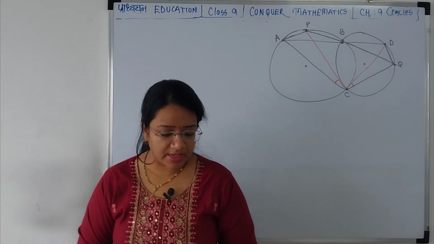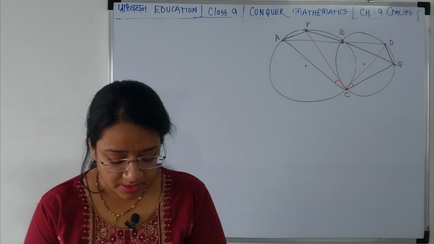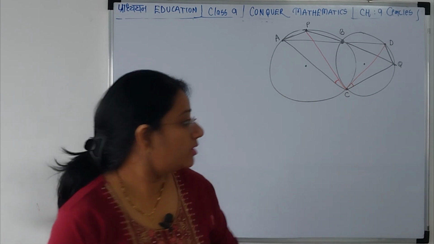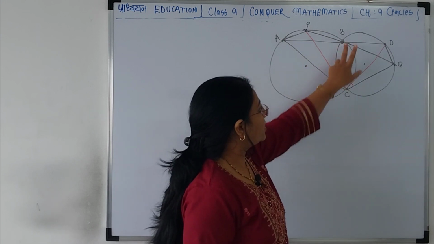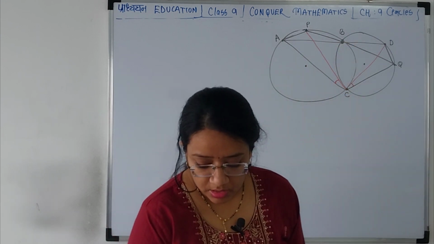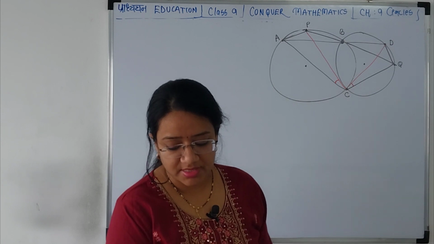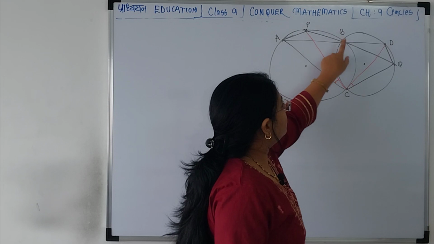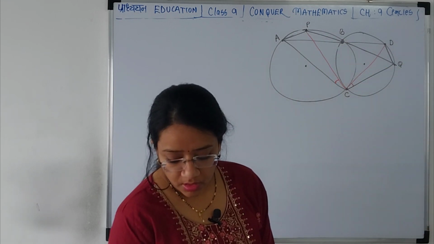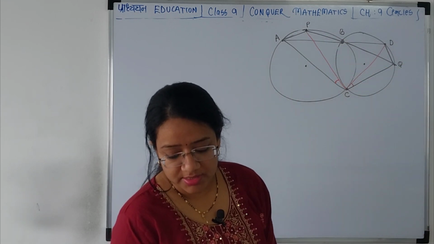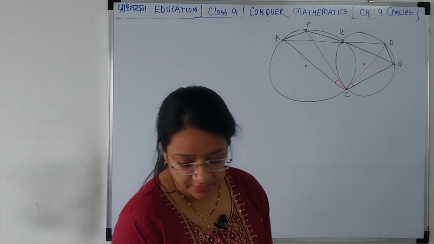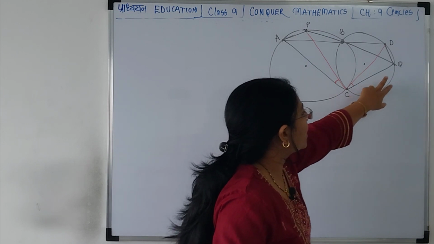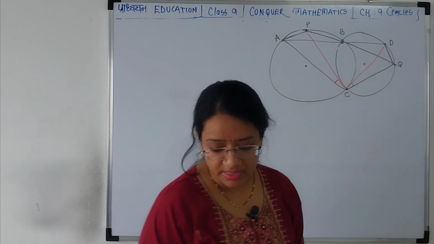Let's read question number 9. Let's understand what it says. It says the two circles intersect at points B and C. Two circles intersect at points B and C. Through B, two line segments ABD and PBQ are drawn to intersect the circles at A, D, P and Q respectively. Prove that angle ACP is equal to angle QCD or DCQ.